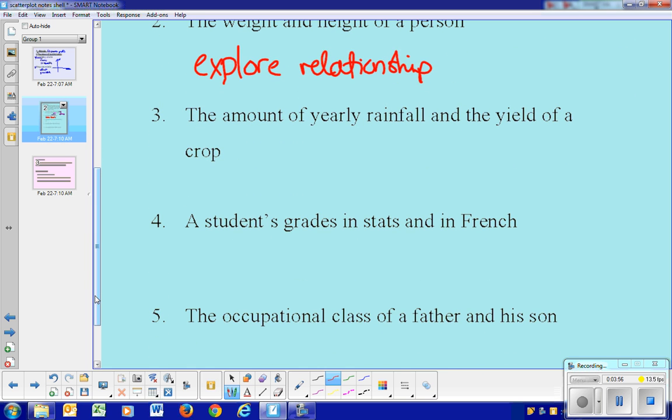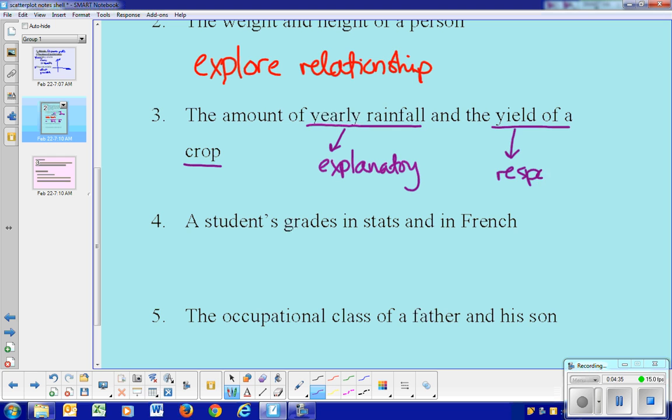Okay, statement 3, the amount of yearly rainfall and the yield of a crop. Does one of these then cause the other? I think it would be fair to say yes, that the amount of rainfall is going to be a cause that in part determines how much of a crop grows. Okay, if you have a very decent amount of rain, you're going to be able to grow more corn than if it was a very dry year or an overly wet year, even for that matter. So we would say that this would be our explanatory or a cause, and this one would be a response.